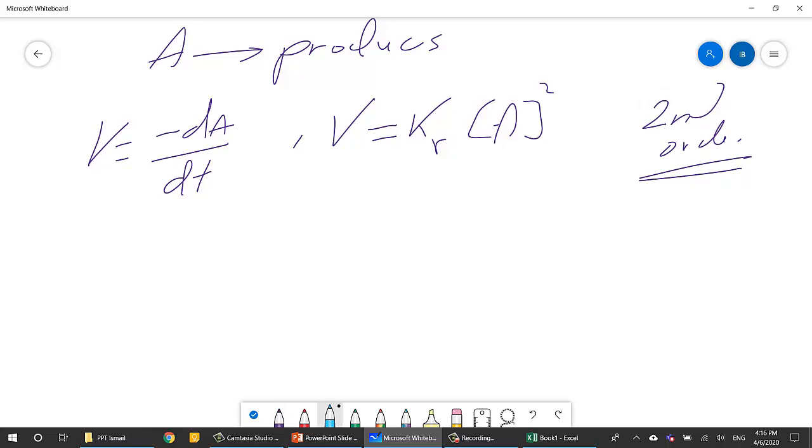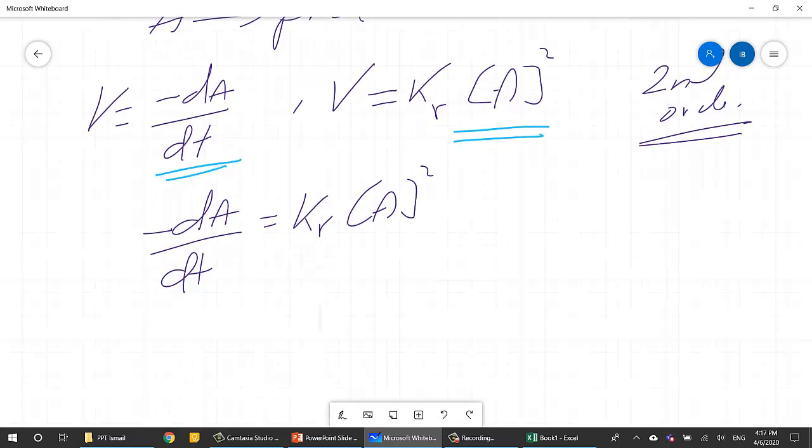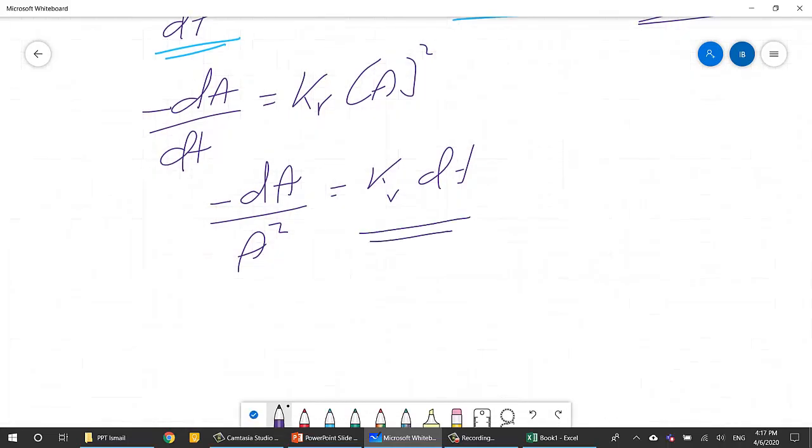I'm assuming this reaction is second order, so I'm going to equate these two parts. I'm going to do the derivation very quickly. So minus dA over dt is equal to KR A squared. I'm just going to stop writing the brackets here for convenience. Rearranging this will give you minus dA over A squared is equal to KR dt.